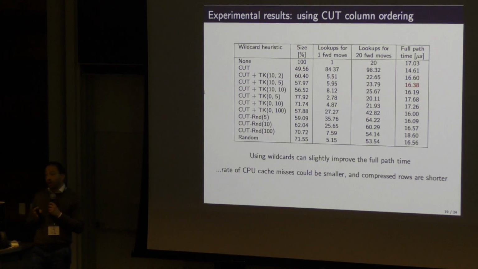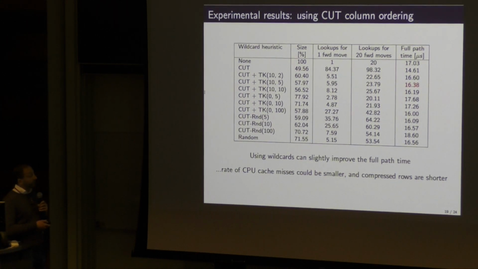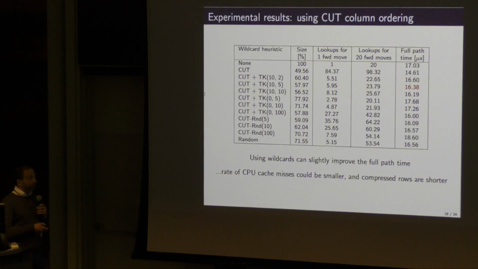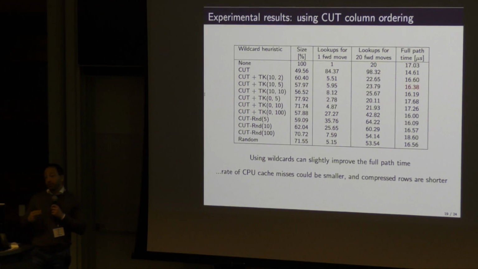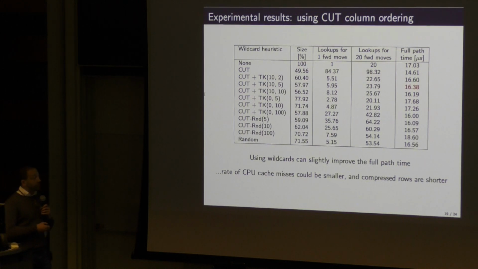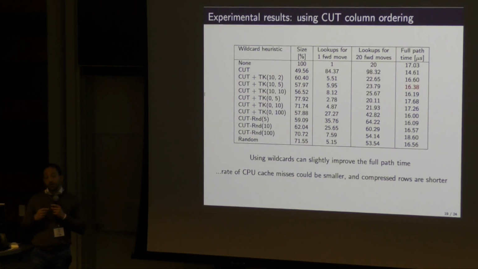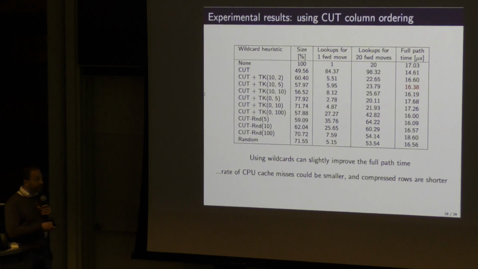The aim of using wildcards is reducing the CPD size, but we have surprisingly observed that they can slightly improve the full path time. This happens because with a smaller CPD in use, the rate of CPU cache misses could be smaller, and since compressed rows are shorter, the binary searches are slightly faster.